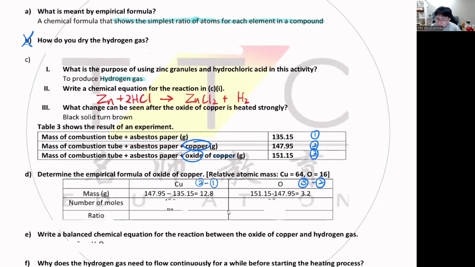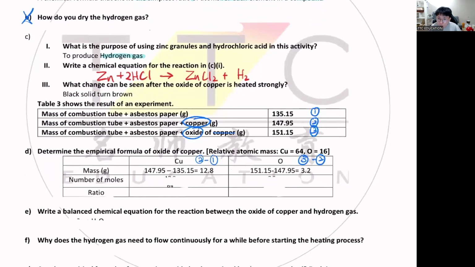Okay, then what are you going to do? Calculate number of mole, guys. As a recap for calculation, number of mole, we use mass over molar mass. So take the 12.8, divide by their own specific molar mass. One divide 64, the other one divide 16. Then you calculate it out, you get the same number of mole. So if it's the same number of mole, what is the ratio? 1 to 1.